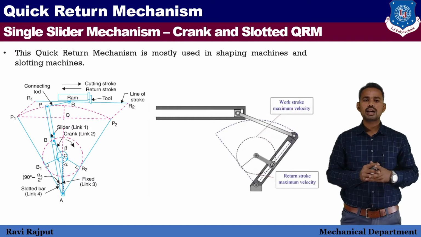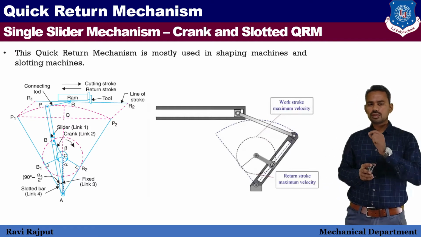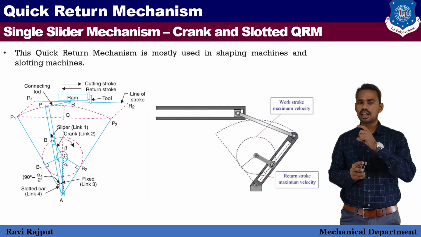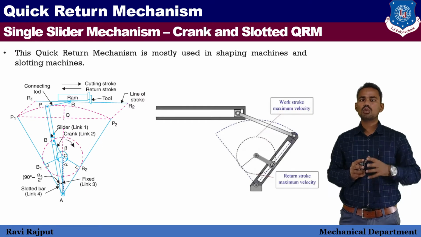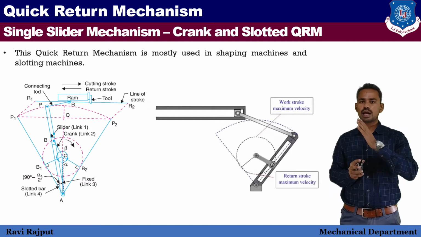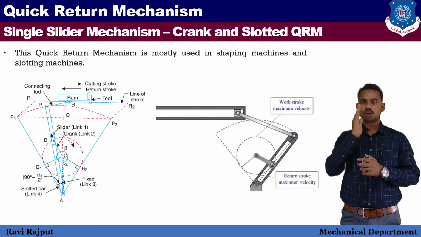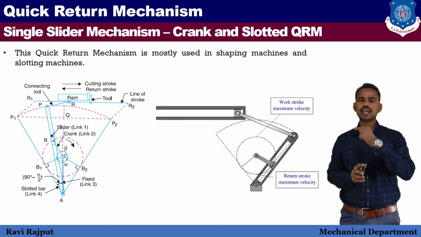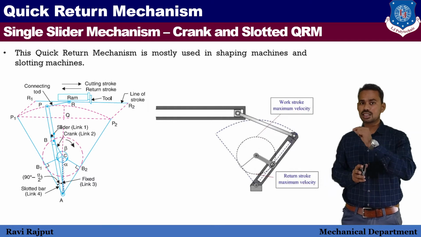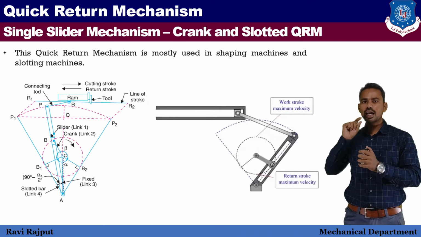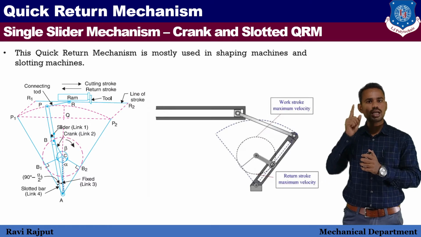As you can see here in the diagram, link 3 is the fixed link, and the fixed link is connected to a slotted bar, which is shown here as link 4. The slotted bar basically oscillates around this, so it will be forming a turning pair. Then the slotted bar is connected to another link, that is the slider. In the slotted bar, the slider slides, so the slider and slotted bar will be forming a sliding pair.